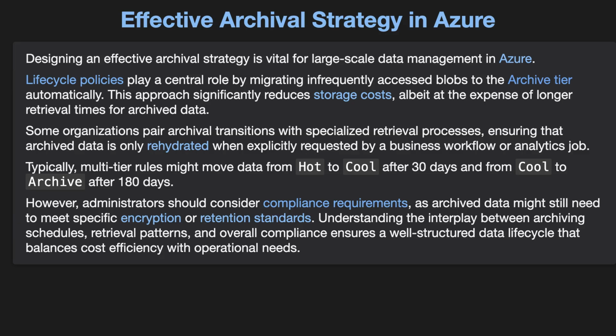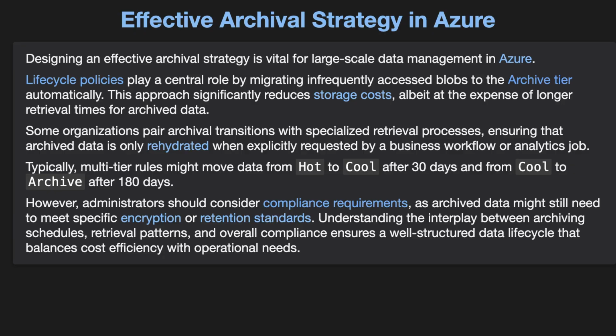Typically, multi-tier rules might move data from hot to cool after 30 days and from cool to archive after 180 days. However, administrators should consider compliance requirements, as archive data might still need to meet specific encryption or retention standards. Understanding the interplay between archiving schedules, retrieval patterns, and overall compliance ensures a well-structured data lifecycle that balances cost efficiency with operational needs.